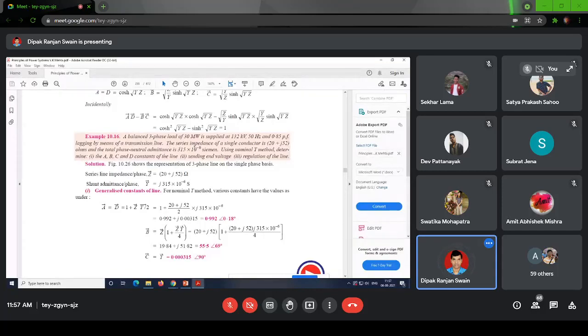So I am starting to go through one of the problems. The rest of the problems we will solve in the next class. A balanced three-phase load of 30 megawatt is supplied at 132 kV, 50 hertz. So the receiving end power factor and voltage are given. The series impedance is given.